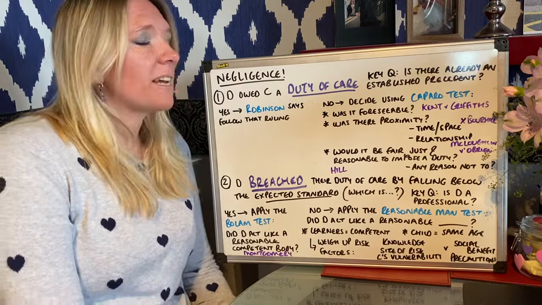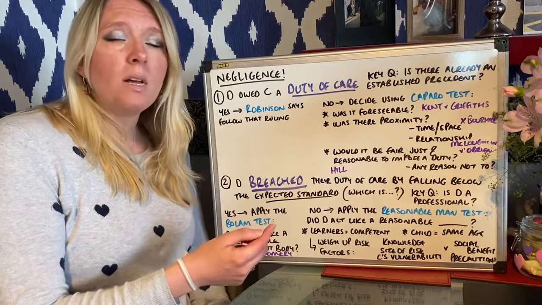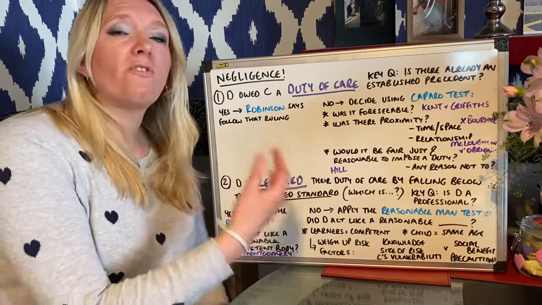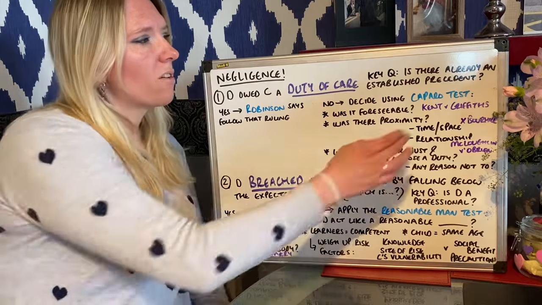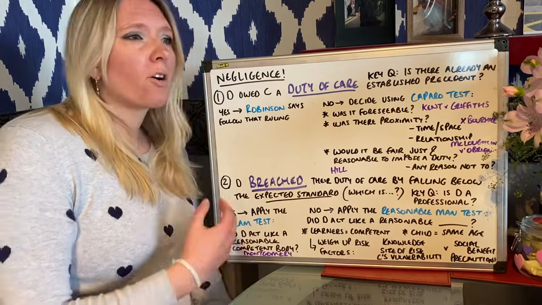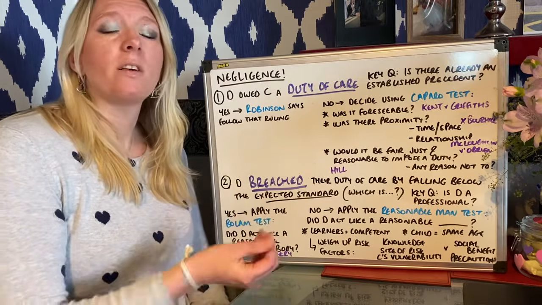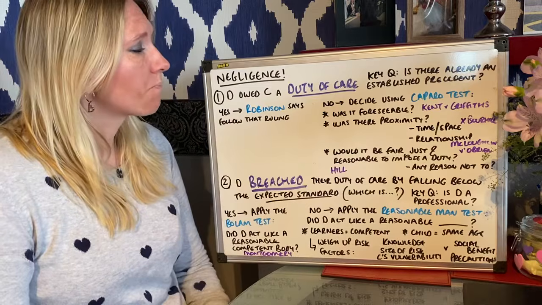Well, the first is whether a duty would be foreseeable. So is it foreseeable that the defendant's actions would affect the claimant? And of course, a key case that we saw in this is Kent versus Griffiths, where of course it was foreseeable that if an ambulance doesn't show up on time, a patient will get worse. Therefore, they owe a duty of care.